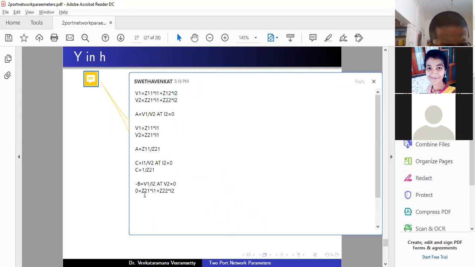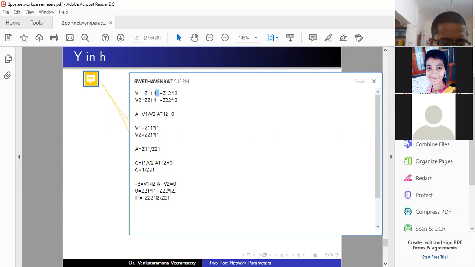Now minus B equal to V1 by I2. In the first equation we observe V1 and I2, but here we have I1. So we have to convert I1 in terms of I2, and that can be done by using this equation. Then I1 equal to minus Z22 multiplied by I2 divided by Z21. Now replace this I1 in the first equation.